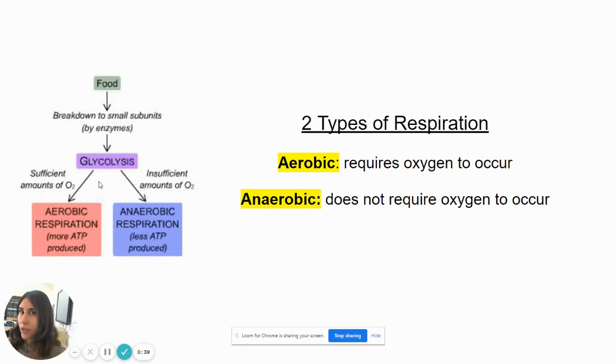Now, just to clarify something very important, before aerobic or anaerobic respiration takes place, glycolysis must and will take place. Okay, so glycolysis will always happen before either aerobic or anaerobic respiration takes place. Notice that aerobic cellular respiration produces a lot more ATP, while anaerobic cellular respiration produces much less ATP.